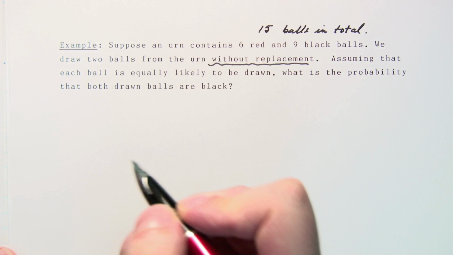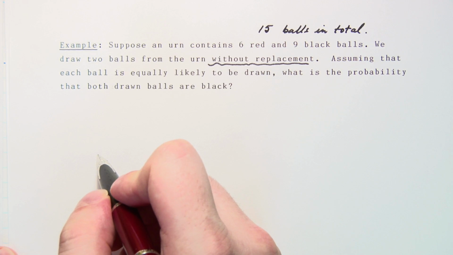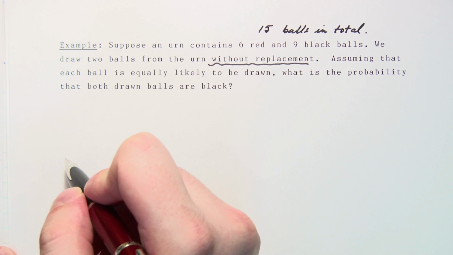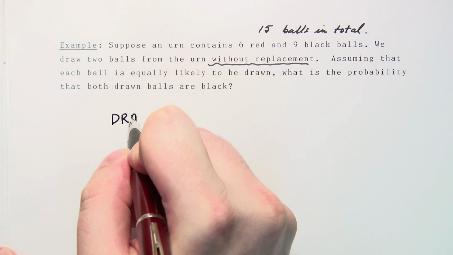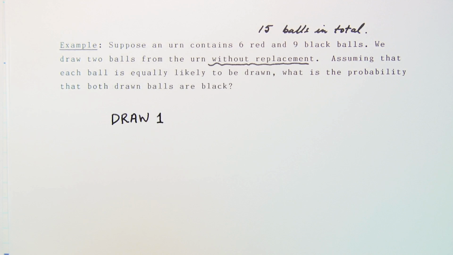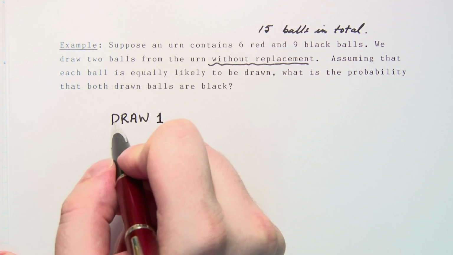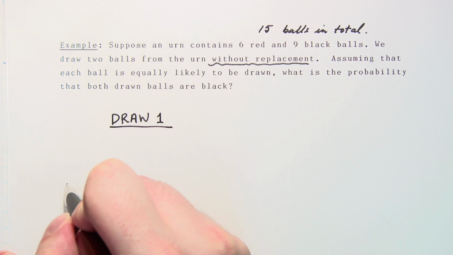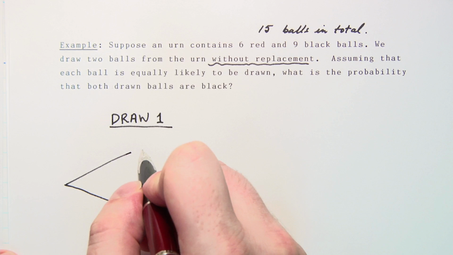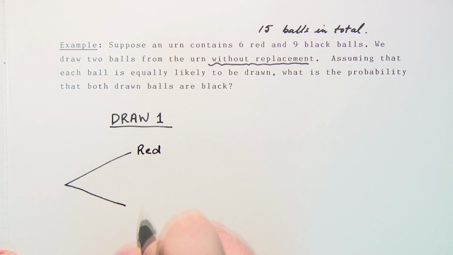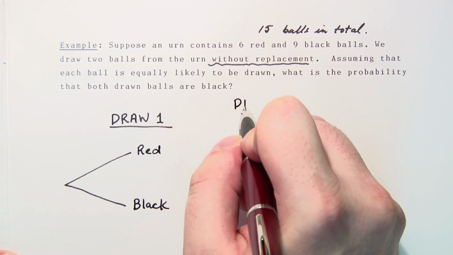So what I could do is I could do it with a tree diagram, and this is what I'm going to do. So on draw 1, I'm going to have to be doing this without a ruler. Okay. So on the first draw, we could have red and we could have black. Same thing again on draw 2.